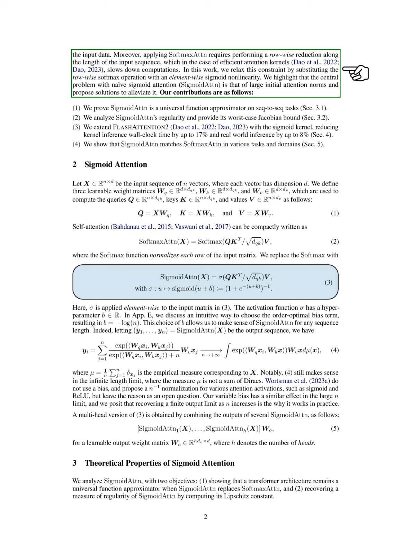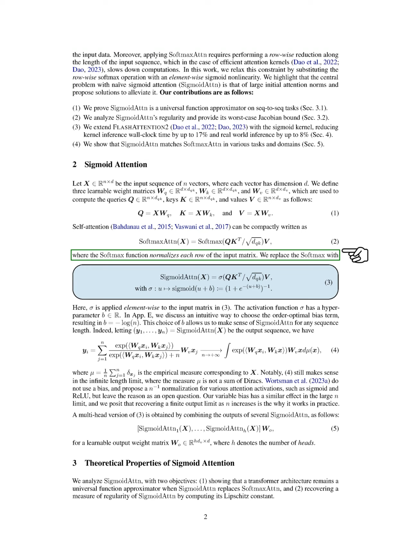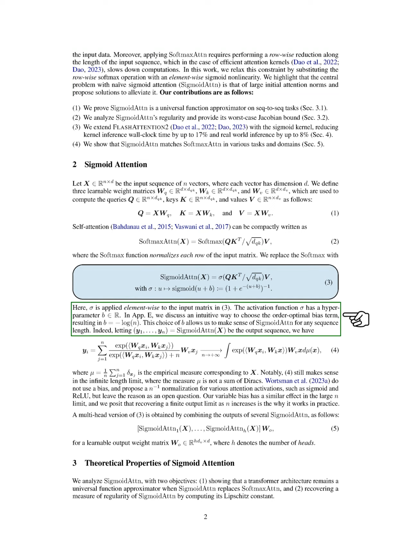We define our input sequence as a set of vectors and introduce 3 learnable weight matrices to compute queries, keys, and values. We replace the normalization function with our sigmoid function, which is applied element-wise. We discuss how to choose an optimal bias term and show that our approach works for any sequence length.